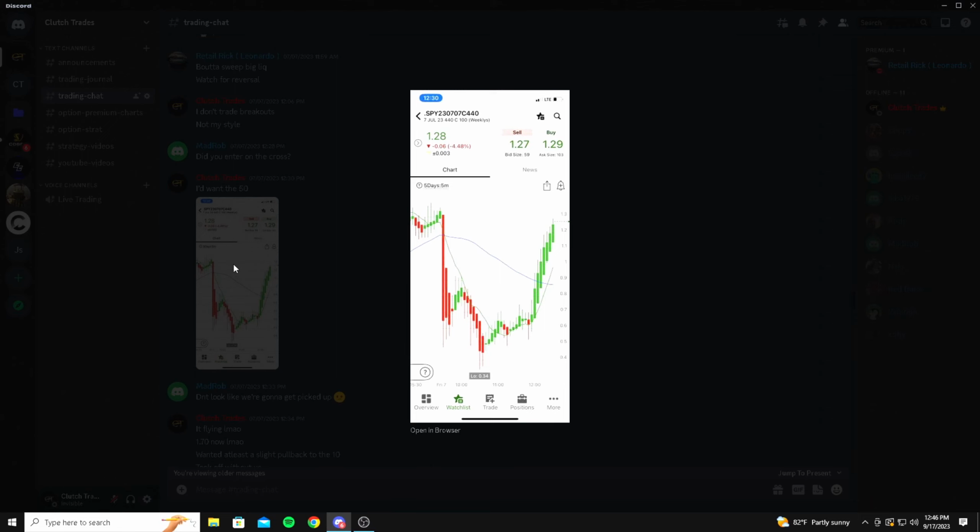If it's pointing straight down after a cross, you don't take the trade. There's no trade to be taken. You just wait. That's all you do. You wait until it curls or flattens out. And yeah, that's pretty much how to do the 0DTE real quick.